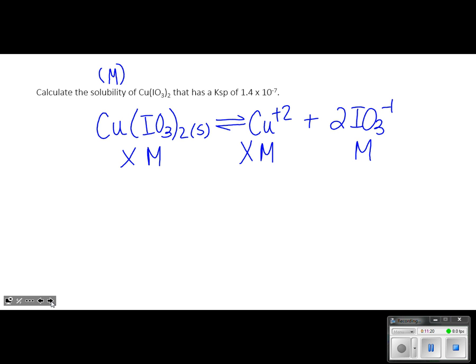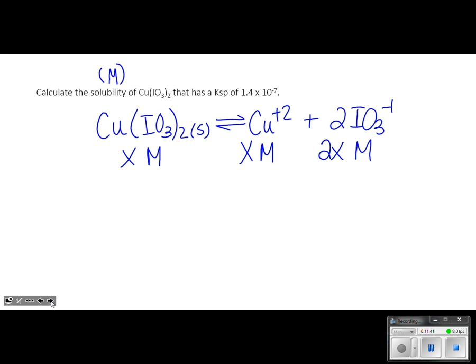And then we go out here and we look at our iodate. Well, for every copper iodate, we get 2 coppers. So that must mean we get, sorry, that's incorrect. For every copper iodate, we get 2 iodates. So that means we're going to double the concentration. So let's make it 2 times x, or 2x.